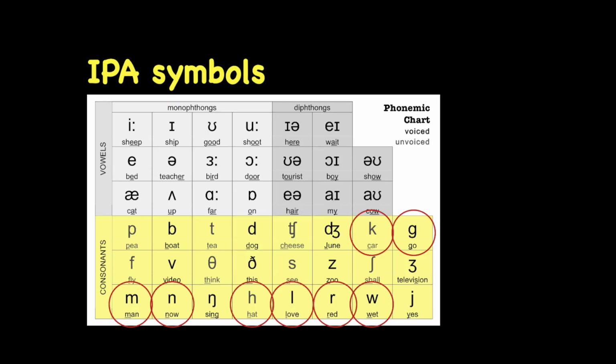So in the previous video, we have already learned about 8 different kinds of easy consonants, which were k as in car, g as in go, m as in man, n as in now, h as in hat, l as in love, r as in red, and also w as in wet.